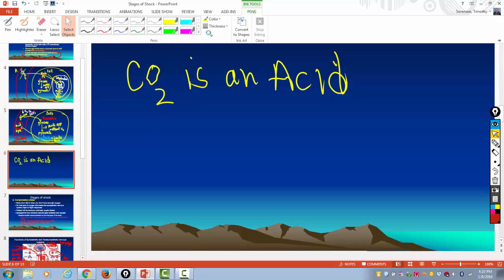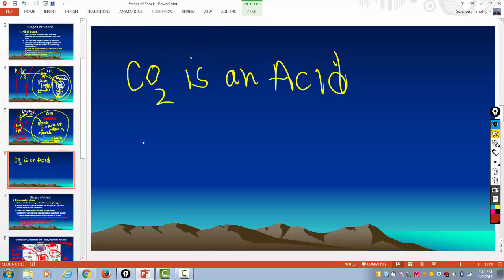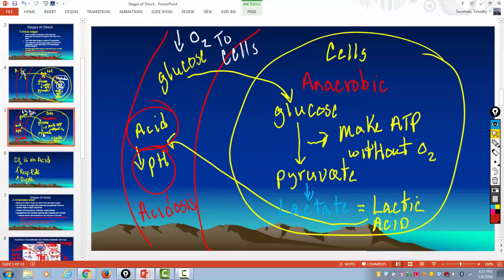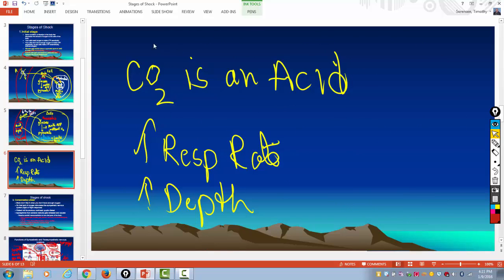So what's going to happen is the respiratory rate is going to go up. So these people are going to increase their respiratory rate, how fast they breathe, and they're going to increase the depth of respiration. So they're going to be breathing faster and deeper, trying to get that CO2 out of the blood, because you're making acid at the cell. So the lungs, which control CO2, are going to try to get rid of it. So that's one of the ways that they compensate.